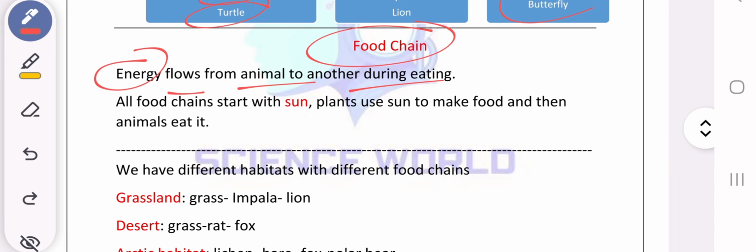All food chains start with the sun. The sun is the main source of energy on the earth. And the sun allows the plants to make food. The plants make their own food? Yes. So the plant is a producer. And all the animals are feeding on the plants.